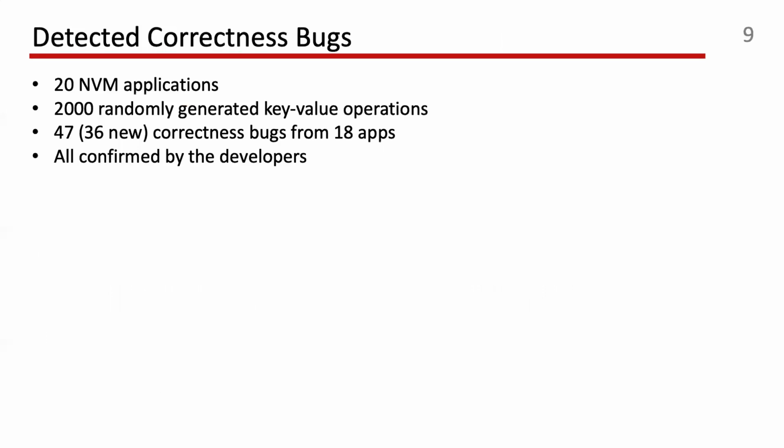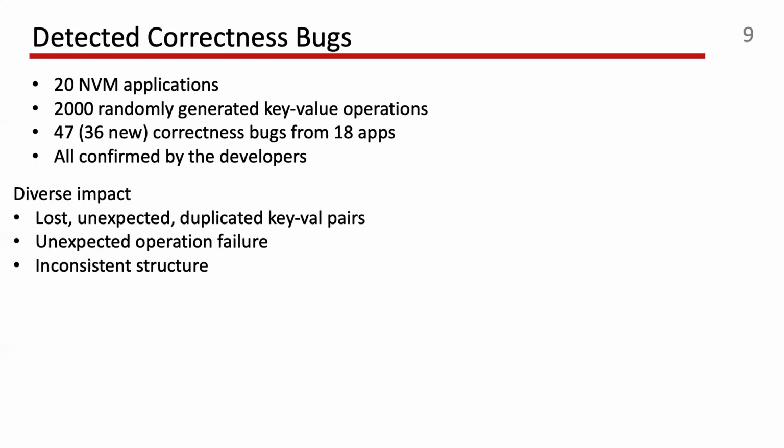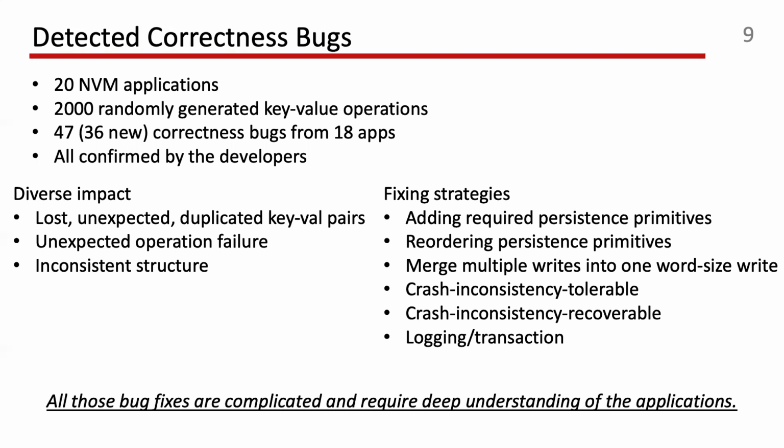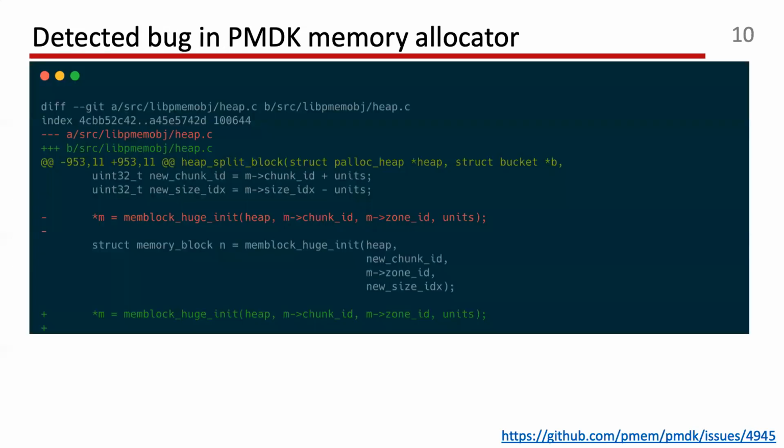We evaluate Witcher with 20 NVM programs with diverse implementations. We test each application with 2,000 randomly generated key value operations, which detected 47 correctness bugs from 18 programs. 36 of them are new bugs. All the bugs have been confirmed by the developers. The detected bugs have diverse impacts, and there are different strategies for fixing them. I need to emphasize that all those bug fixes are complicated and require deep understanding of the applications.